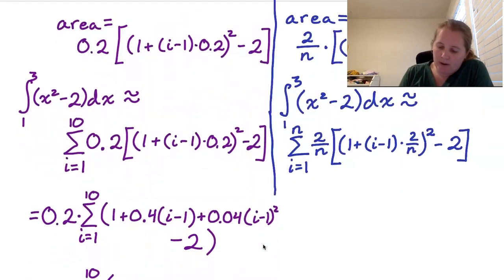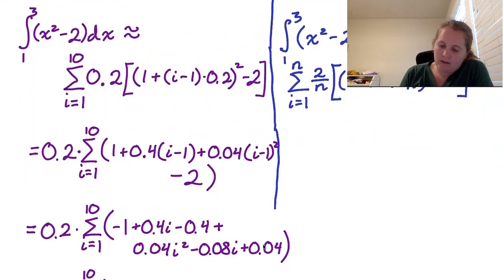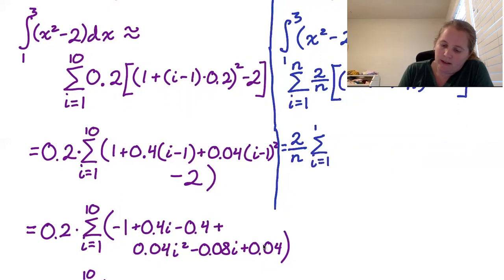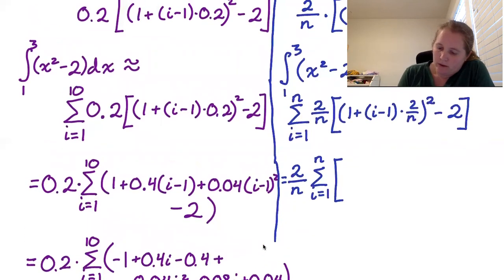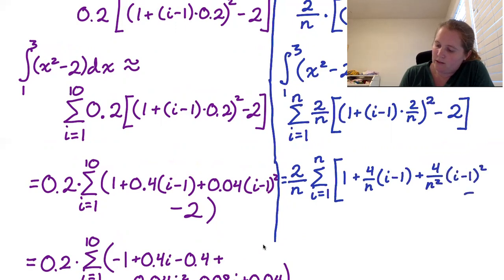Then we could go about evaluating this. So that 2 over n we can pull out front. We have 2 over n times the sum from i equals 1 to n of, if we expanded this out, we would have 1 plus 4 over n times i minus 1 plus 4 over n squared times i minus 1 squared minus 2.